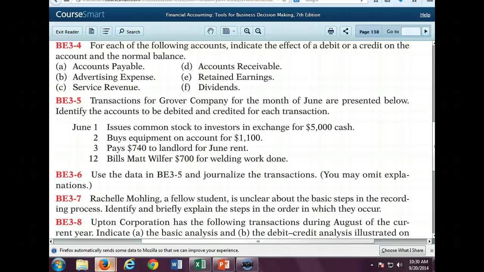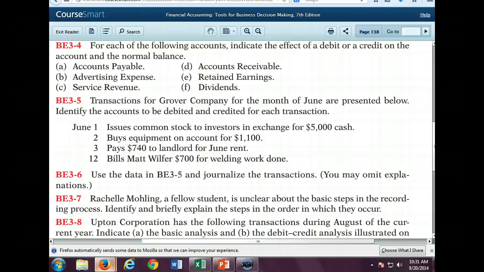Issues common stock to investors in exchange for cash. Debit cash. Why are we going to debit cash? Because we're adding to it and it has a normal debit balance. Correct. What else are we going to do in this transaction? Credit common stock. We're crediting common stock because our common stock is increasing. And if you look at your cheat sheet, common stock has a normal credit balance, which means increase. The normal balance is what increases the account. So our cash gets debited, our common stock gets credited. You see how one balances the other? Assets equal, or debits equal credits.